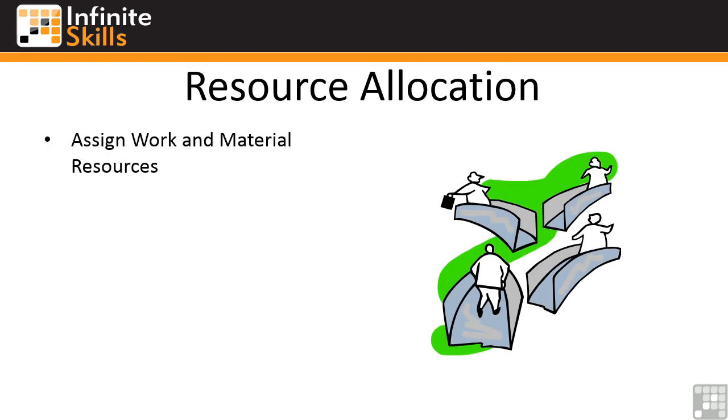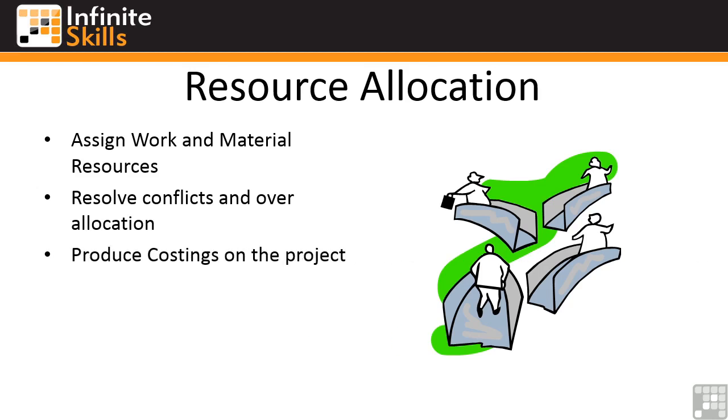So you assign your work and material resources, and any conflicts then arise. Now there will be no conflicts with material resources because the assumption for material resources is that they are infinite, but work resources could conflict in that you're trying to use the same person or number of people at the same time. So those conflicts would need to be resolved. And if there's an over-allocation, that over-allocation needs resolving too. Now, when it comes to resolving over-allocation, Microsoft Project can help out. Once you have all your conflicts resolved, you'd then be able to produce the final costings for the project.